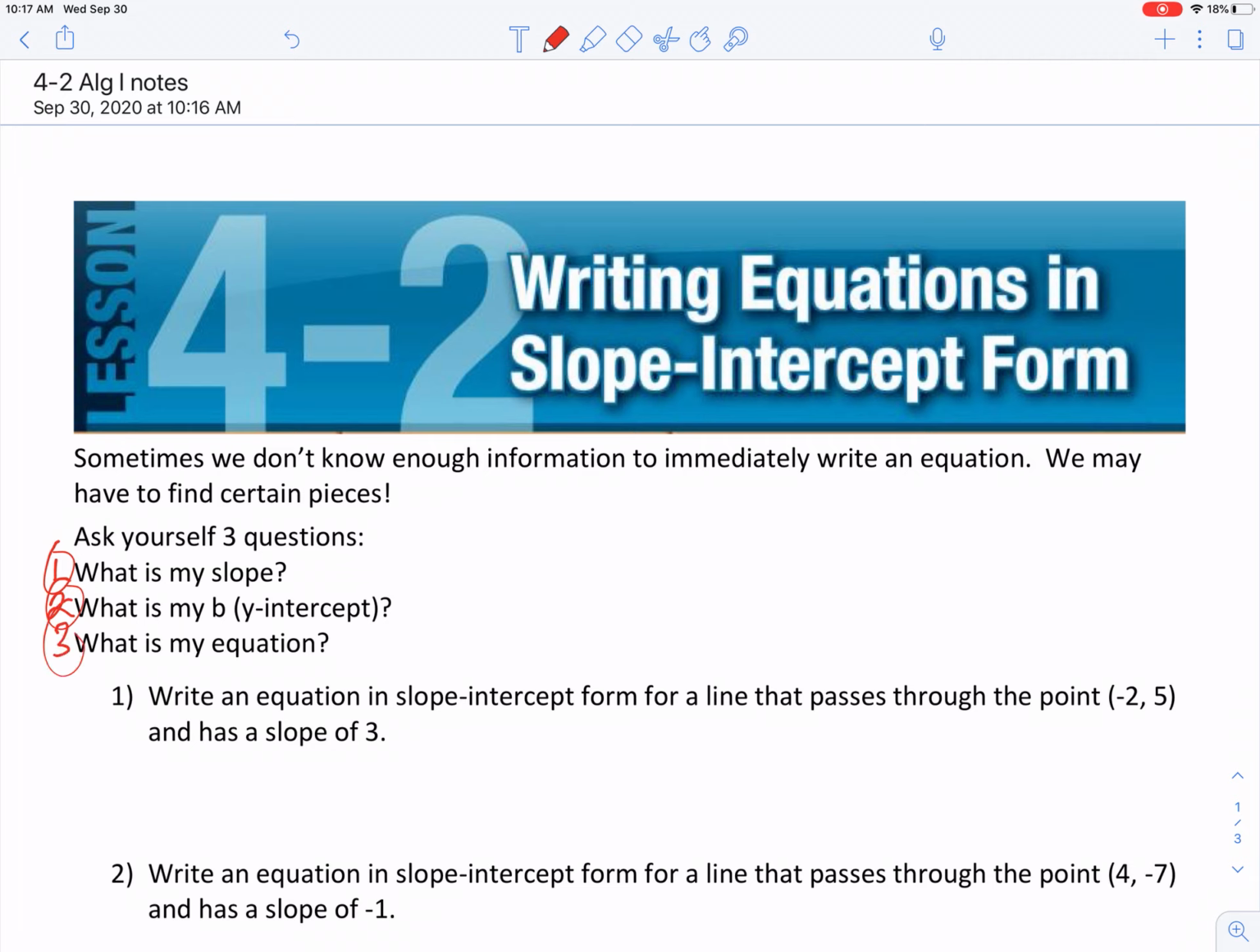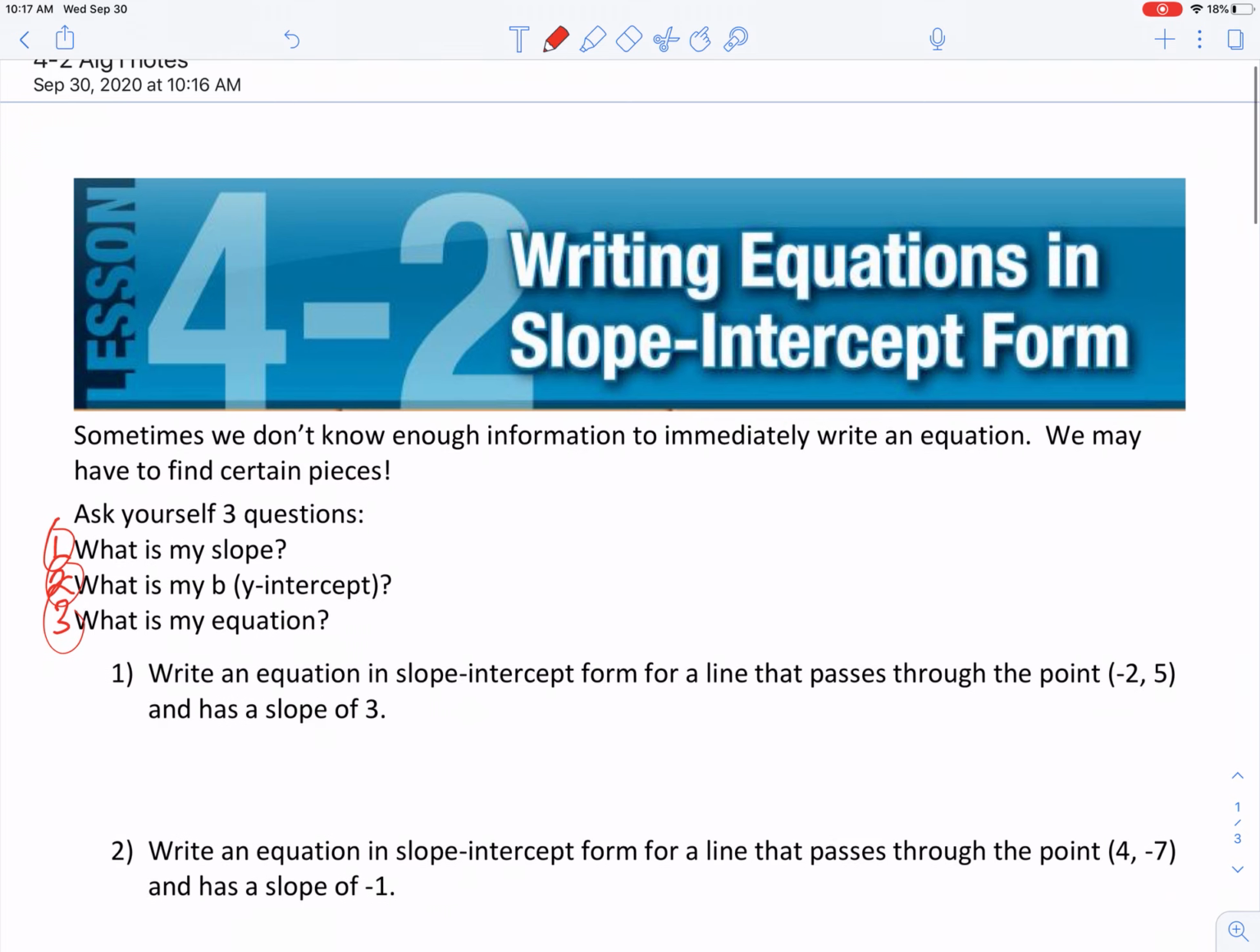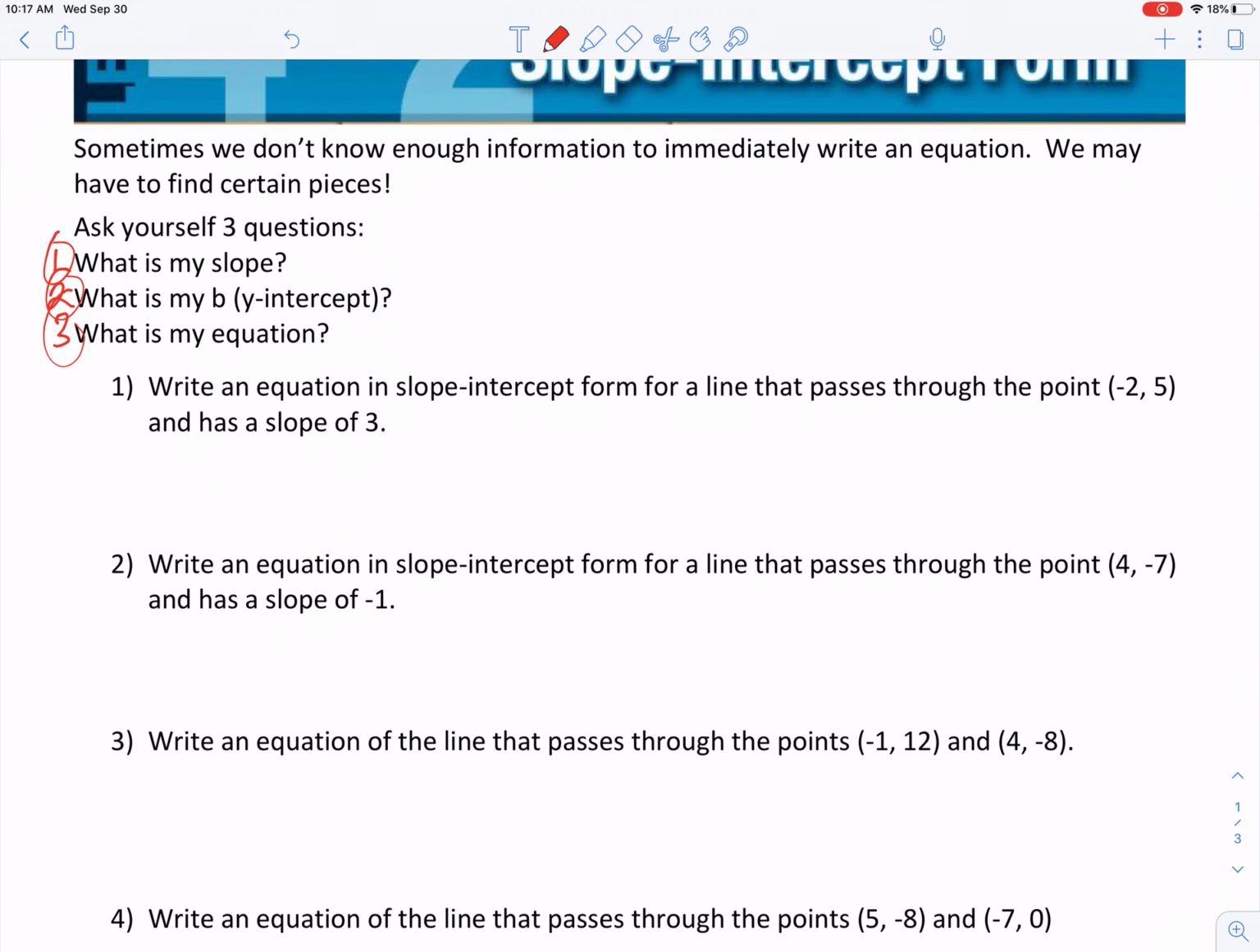They're not always going to give you that information. Especially number 3, that's the whole point. But you're going to have to find the slope or the y-intercept in some of these cases. So for starters, write an equation in slope-intercept form for a line that passes through this point, has this slope. This is the nicest kind that you're going to see today because it does give you a slope.